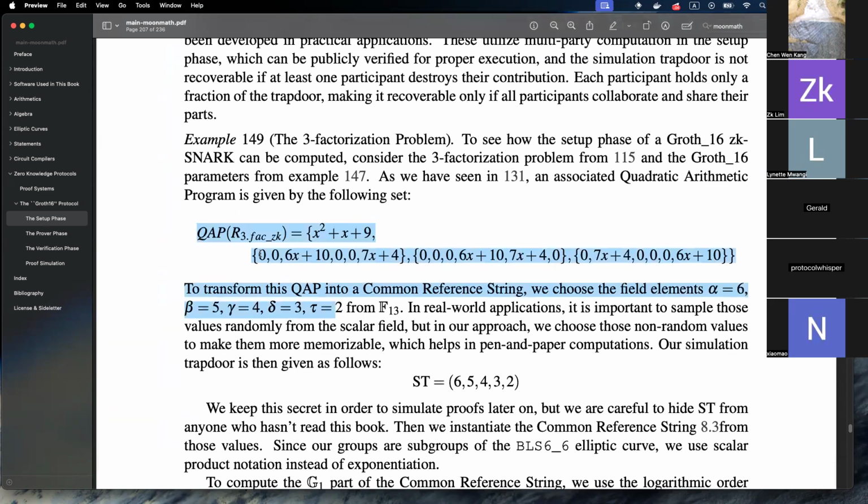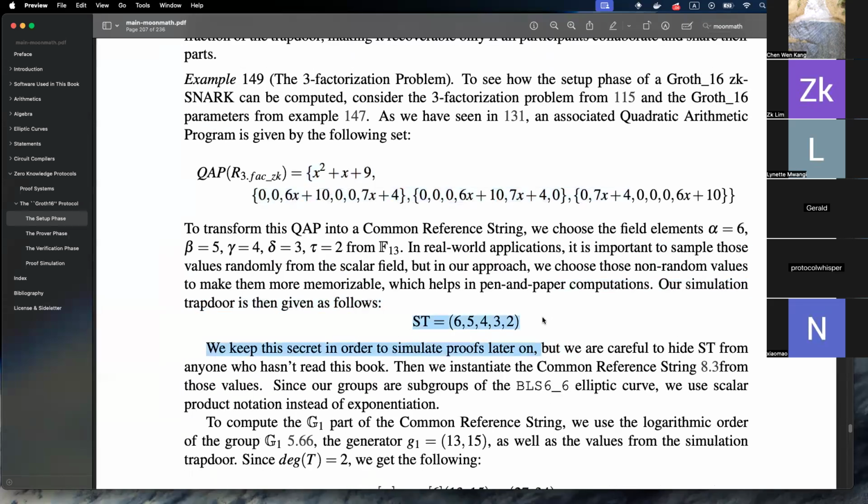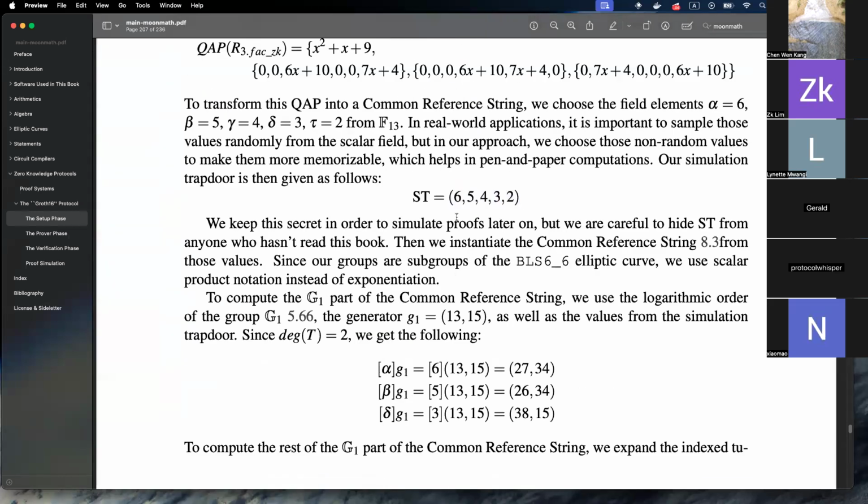This is an example. We have this QAP from previous chapters for the tree factorization problem. This is the QAP, and then we essentially have this as our simulation trapdoor. These are all the secret values. This is just an example, by the way. We usually would not use something easily memorizable for our simulation trapdoor. In production we'll use a relatively big group with a big order, so these values are very hard to remember anyway. And usually we also wouldn't save them anywhere, again, MPC and all.